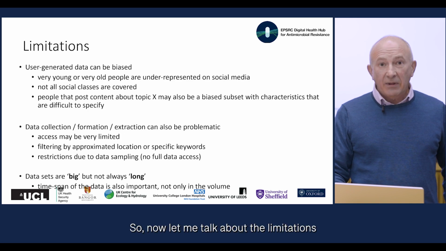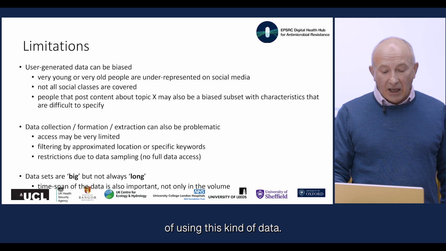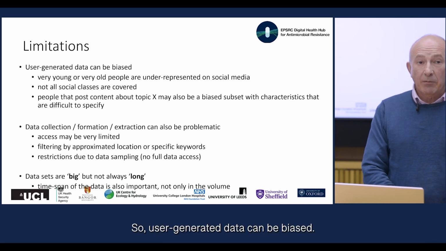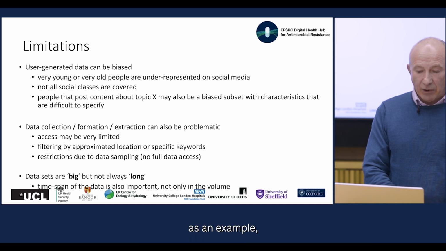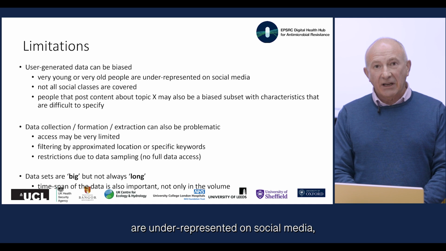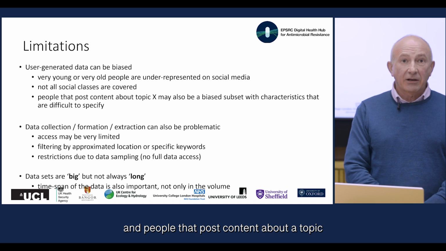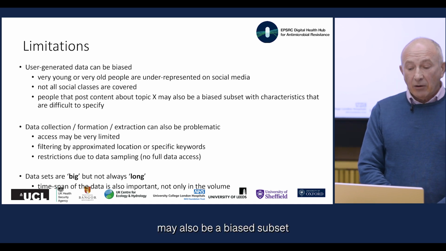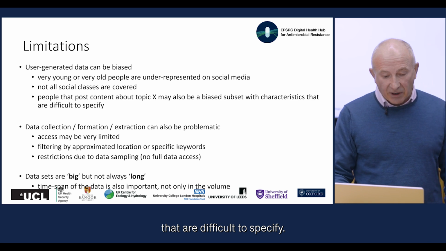So now let me talk about the limitations of using this kind of data. So user-generated data can be biased. We talked about that with OkCupid as an example, but also very young and very old people are underrepresented on social media. Not all social classes are covered, and people that post content about a topic may also be a biased subset with characteristics that are difficult to specify.